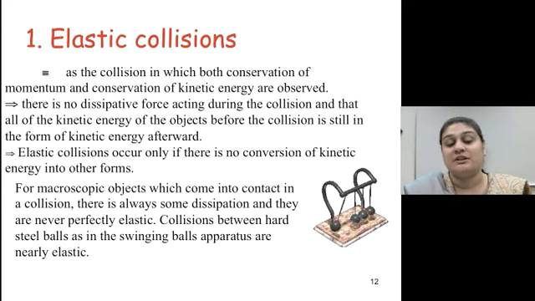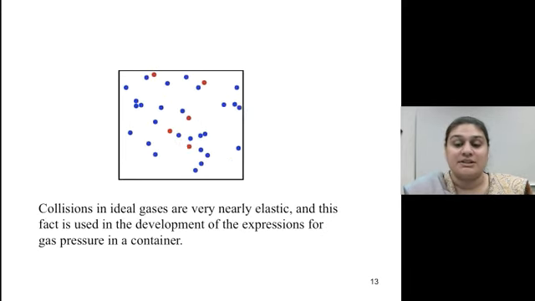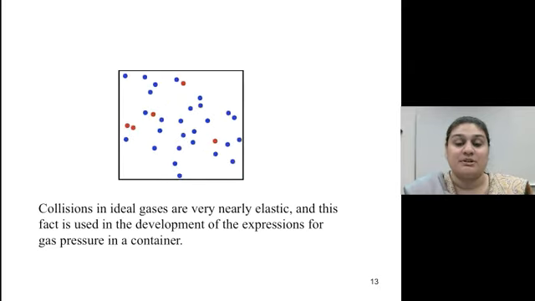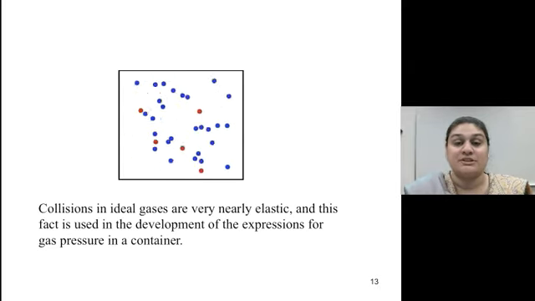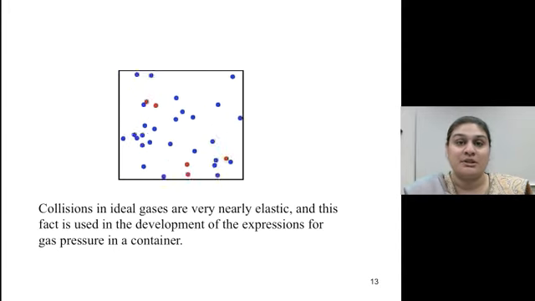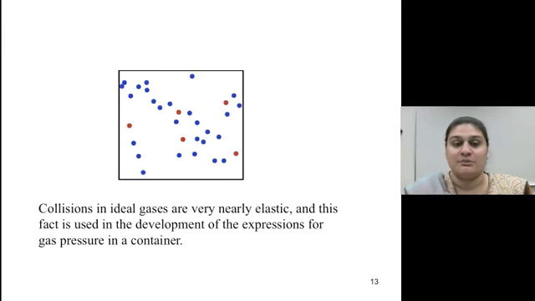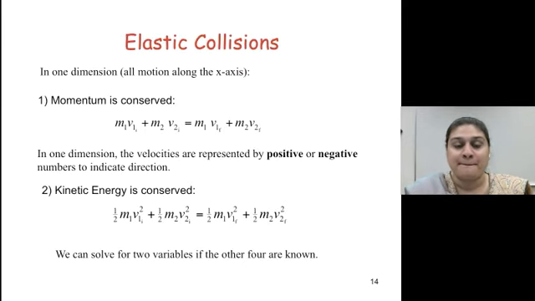Collisions between hard steel balls, as in this apparatus, are nearly elastic collisions. Collisions in ideal gases are also very nearly elastic, and this fact is used in the development of expressions for gas pressure in a container. So not only are the collisions between the molecules elastic, but collisions with the walls of the container are also completely elastic.